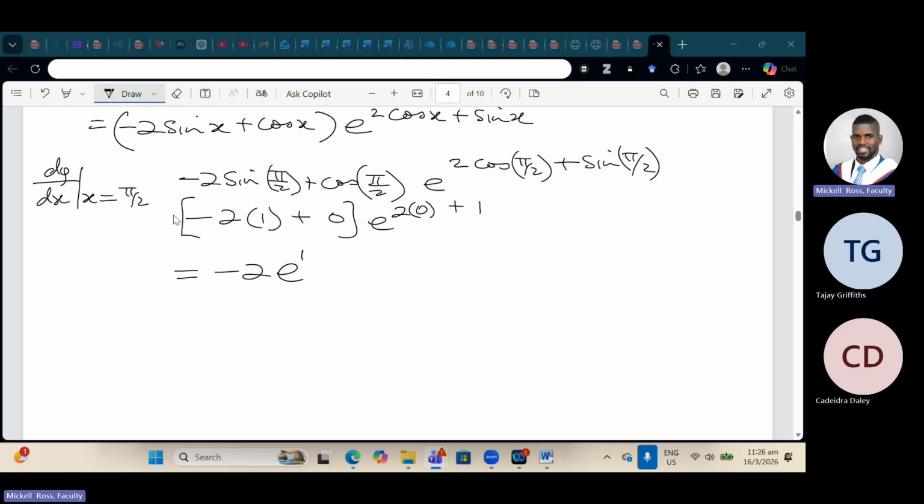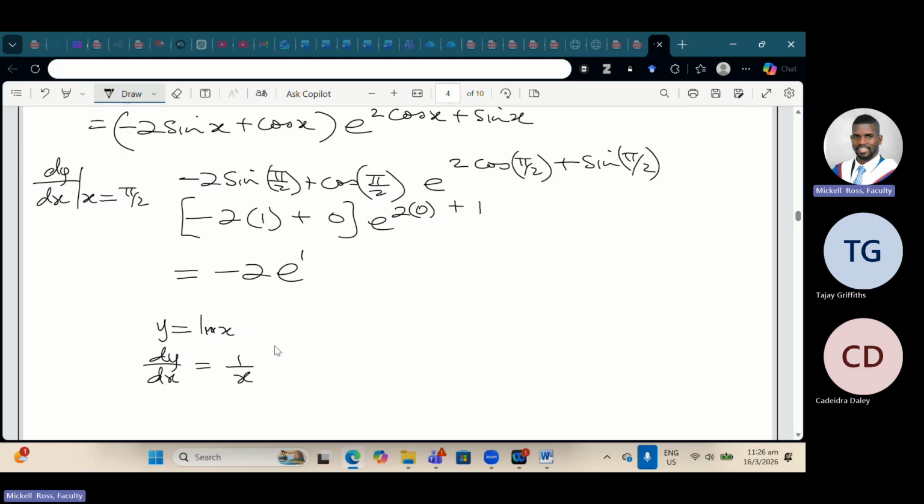So bear in mind, if you have y is equal to ln x, then the derivative of y with respect to x is going to be equal to 1 over x, right? And if you have y is equal to the ln of ax plus b, then the derivative with respect to x is going to be equal to a over ax plus b.